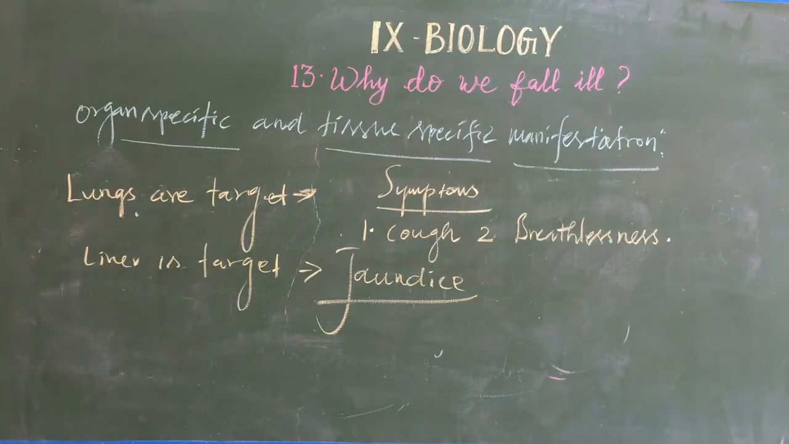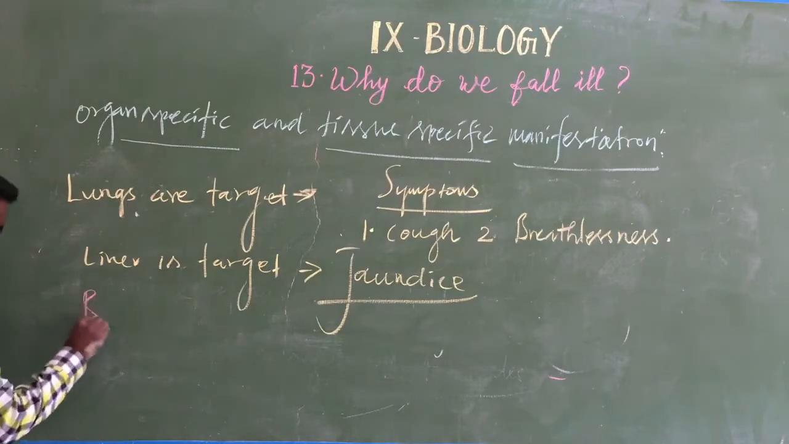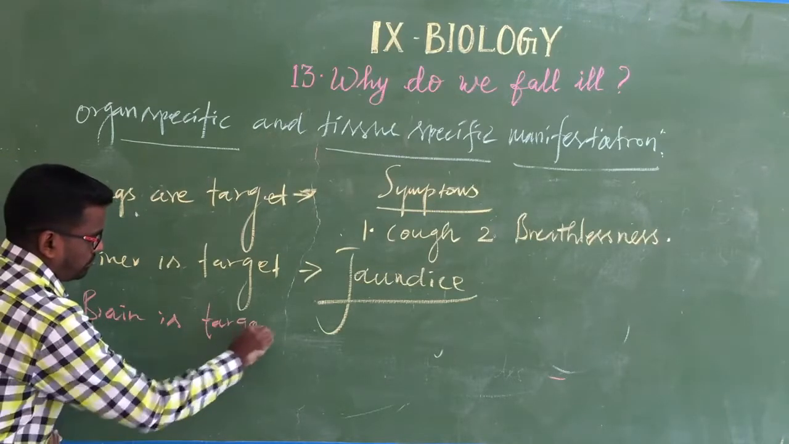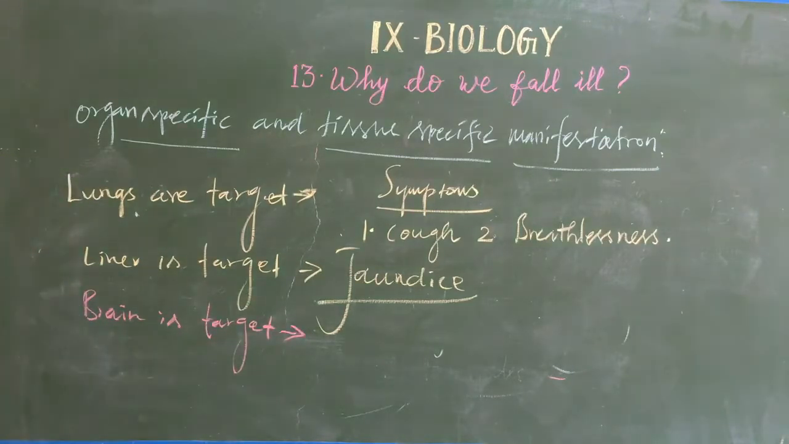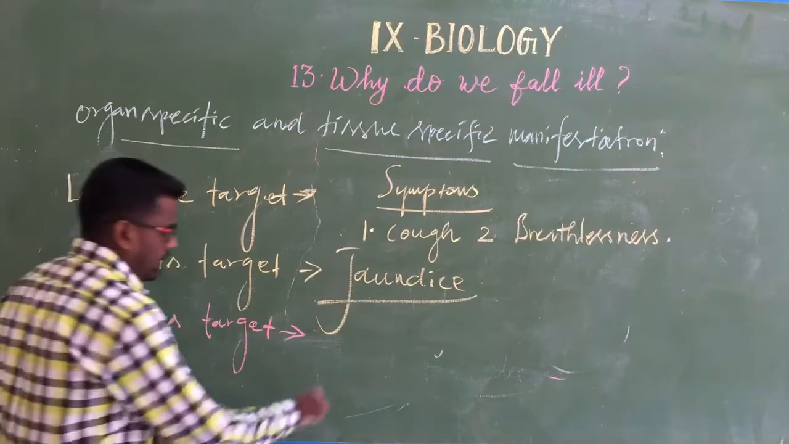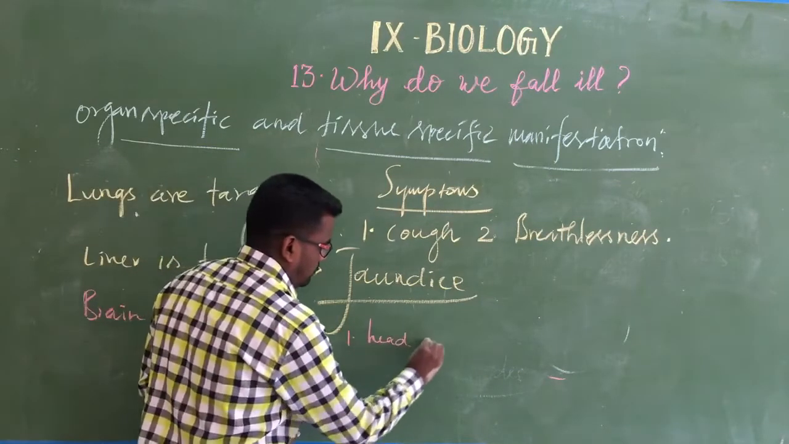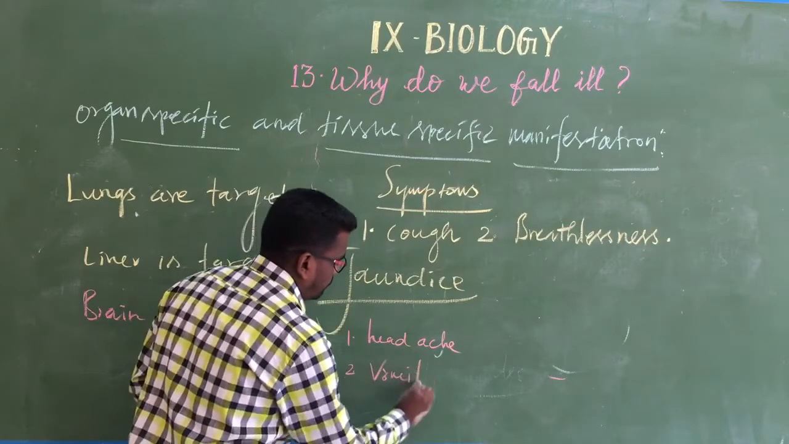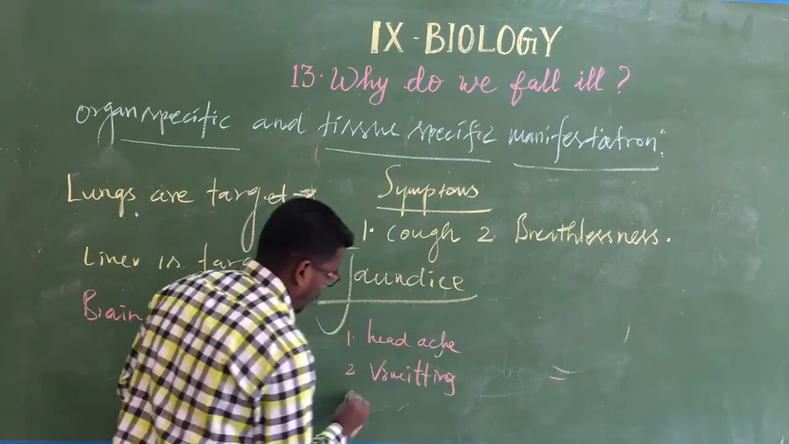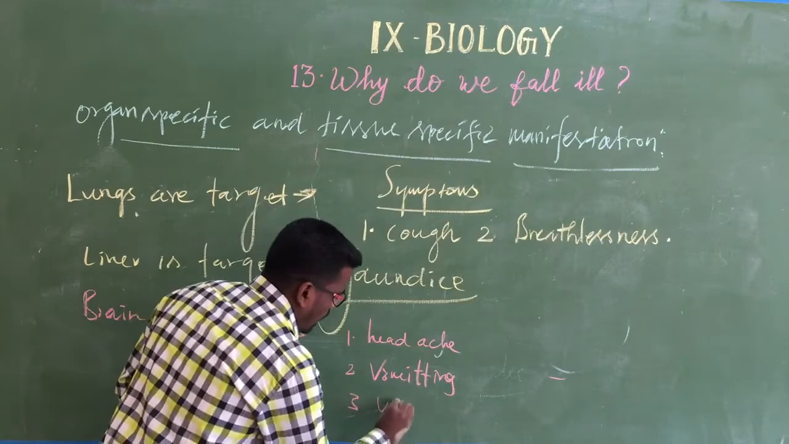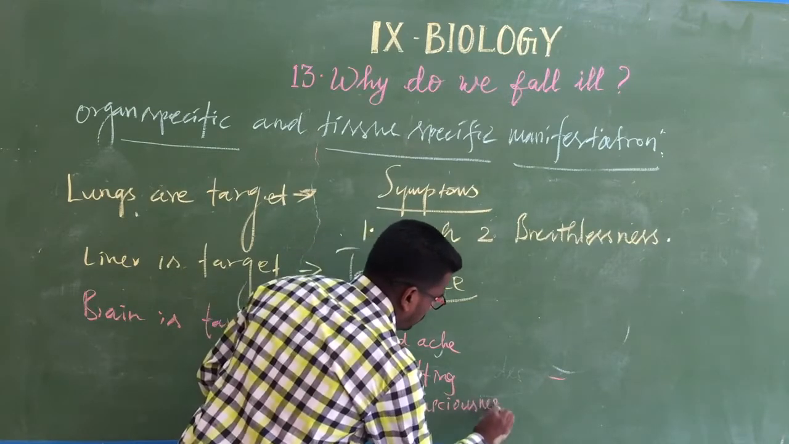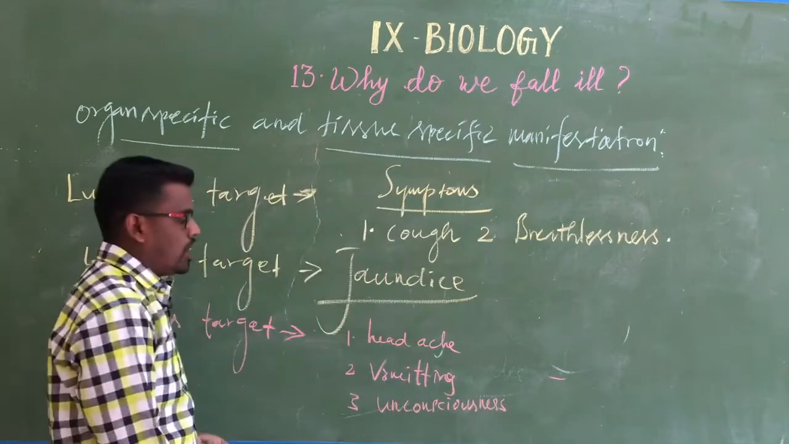And if the brain is targeted, what will happen? What symptoms will happen? Headache, vomiting, and the third one is unconsciousness, or else fits.